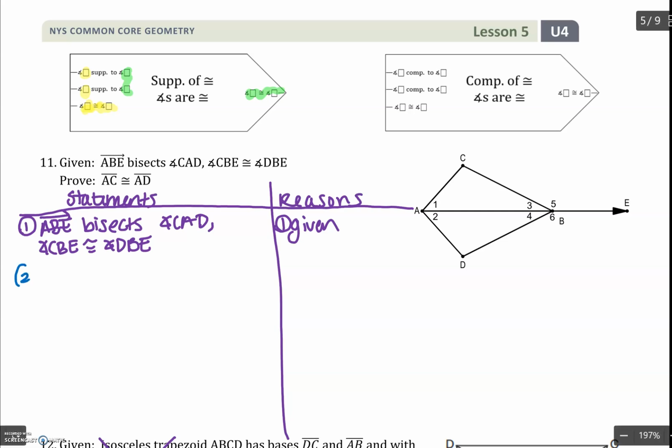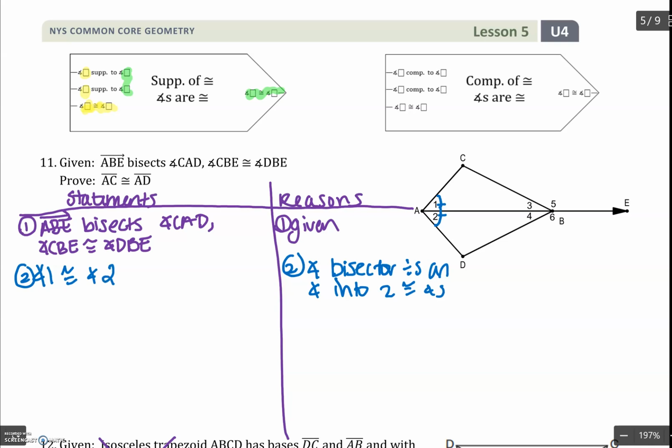So if we look at our givens, we are told that ABE bisects angle CAD. So CAD is over here, and therefore it gets split into two congruent parts, angle 1 and angle 2, because an angle bisector divides an angle into two congruent angles. And that is an angle pair for our triangles because I have one in each triangle.